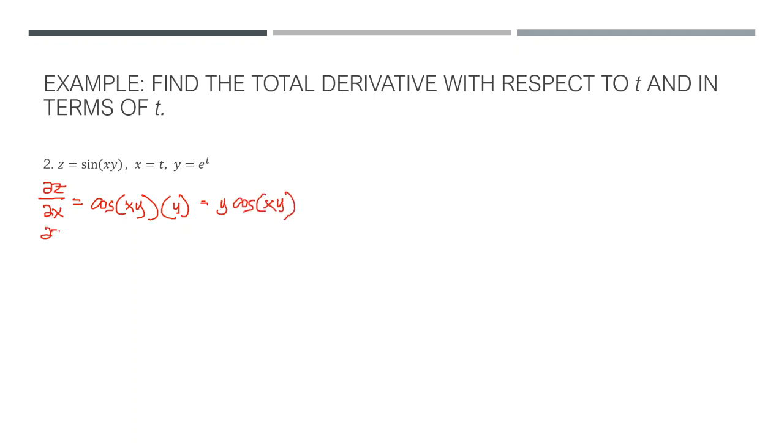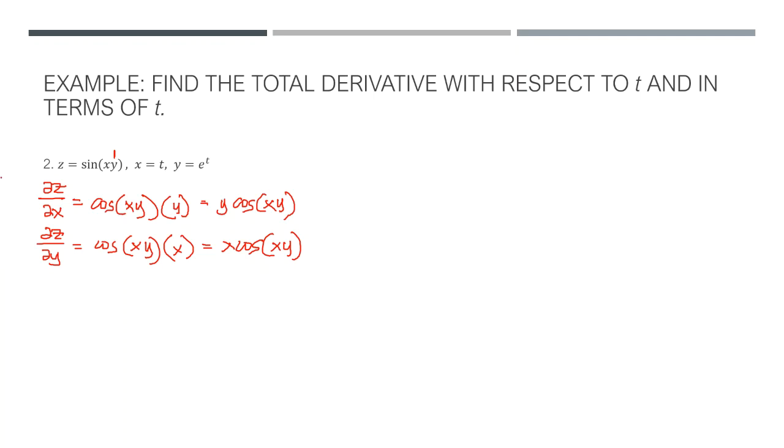Next is the partial derivative of z with respect to y. So we have the derivative of sine is cos xy, taking y as our variable and x will be constant. So the derivative of that is equivalent to x, because again the derivative of y is just 1 times the constant x, which is x. So we have x cos xy.